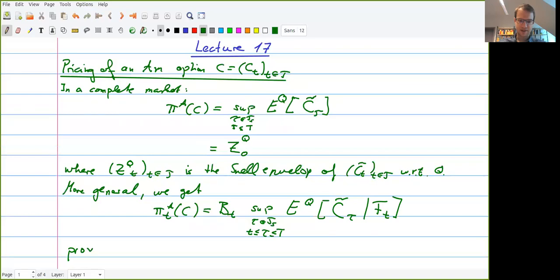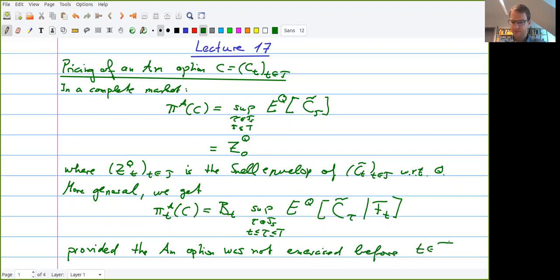Of course, now I need to make one extra assumption, and this is the one that the American option is still alive, so it was not exercised before time t. Right? Because if the option was exercised before time t, it becomes worthless, and the price would be 0. So it only makes sense to talk about pricing of the option at time t if there is still an option before t. Right.